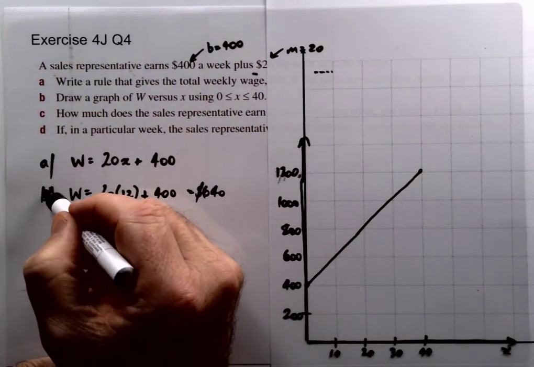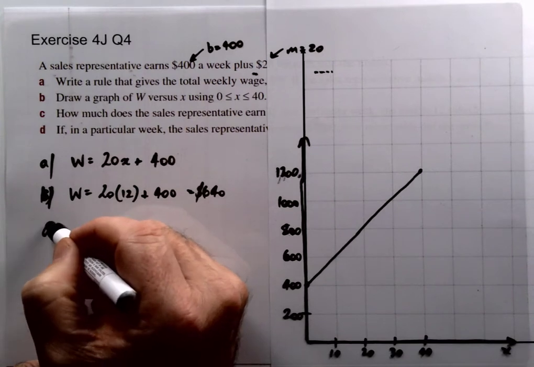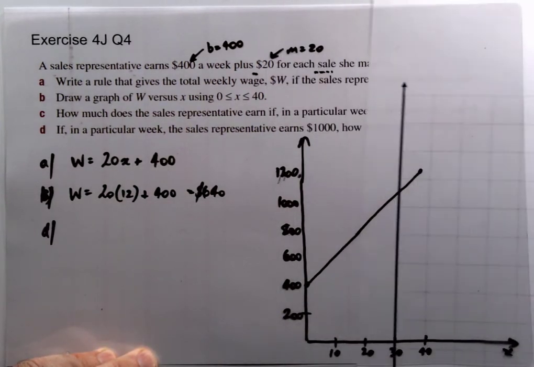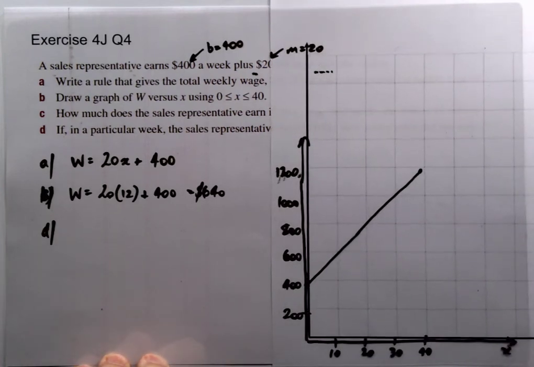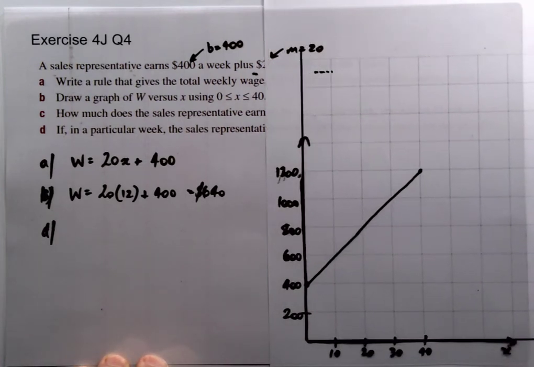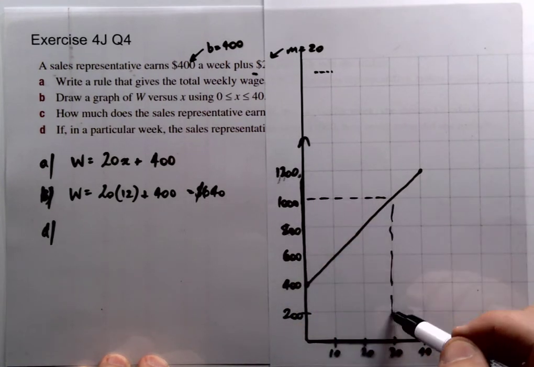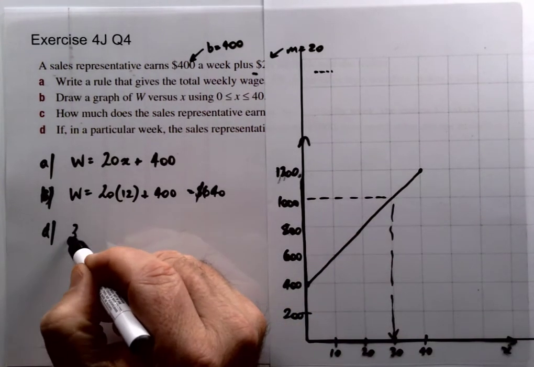Sorry, that should be part C. Okay, part D. If she earns $1,000, how many sales did she make? Again, that might be suitable for the graph. Let's line it up again. So $1,000, we come across and read off. Okay, so she's made 30 sales.